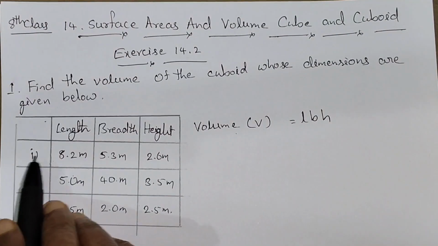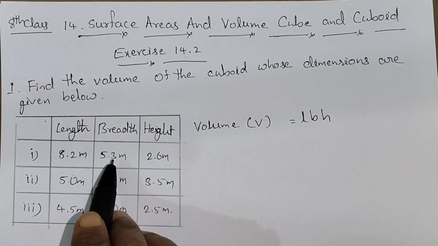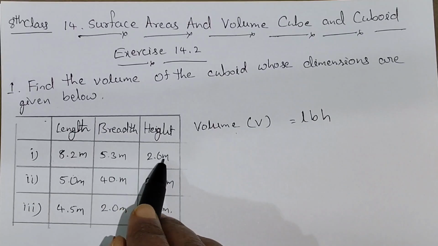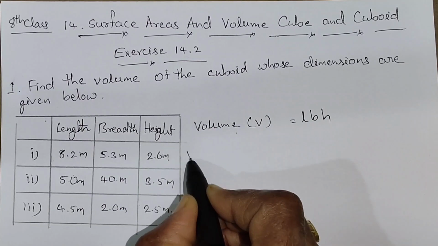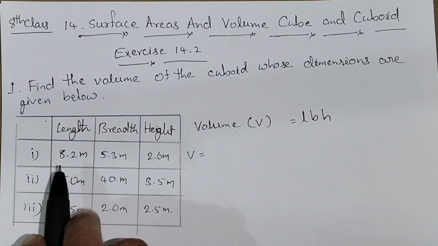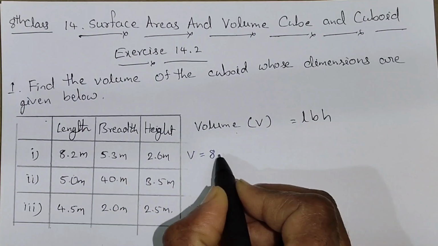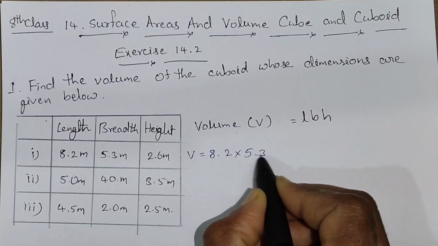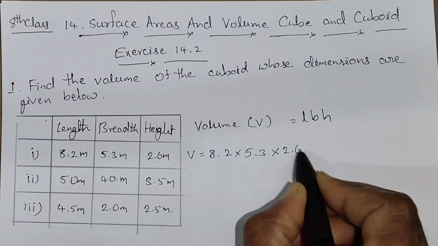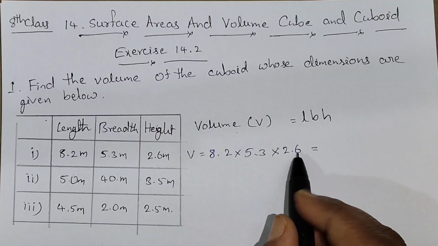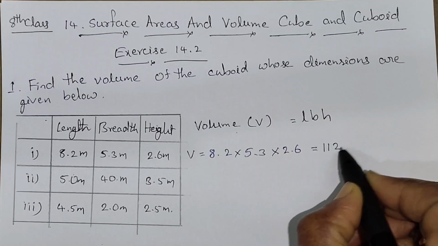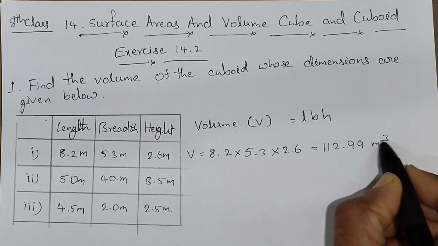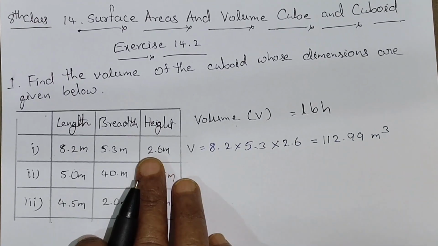Now we write the first answer. Here L equal to 8.2, B equal to 5.3, H equal to 2.6. So V equal to LBH. LBH means 8.2 into, here we write the L value 8.2 and B value, B equal to 5.3 into H value is 2.6. So multiply these three numbers. 112.99 meter cube is the units. This is the first answer.